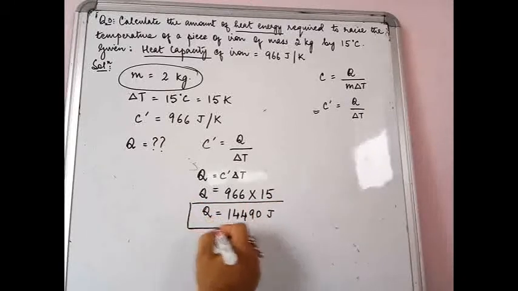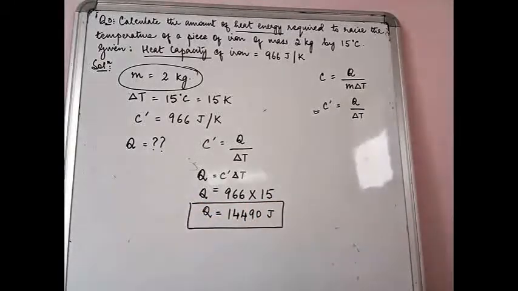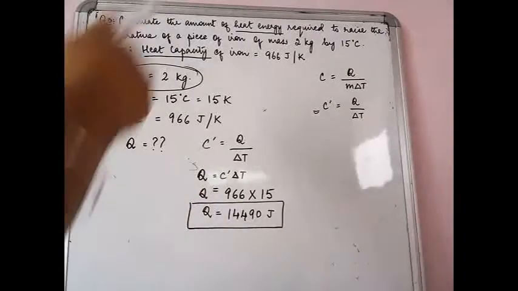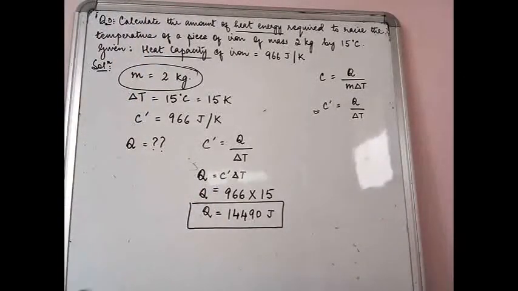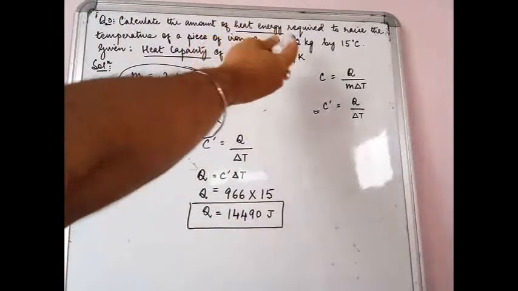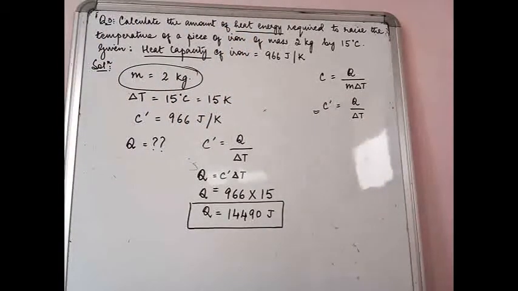So that will be your final answer. This much joule of heat energy will be required to increase the temperature of 2 kg of iron piece by 15 degrees centigrade or 15 Kelvin. Okay. So this is the first simple problem that we have discussed. Let us move on to the next question now.